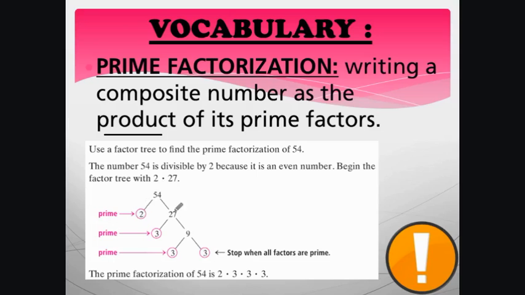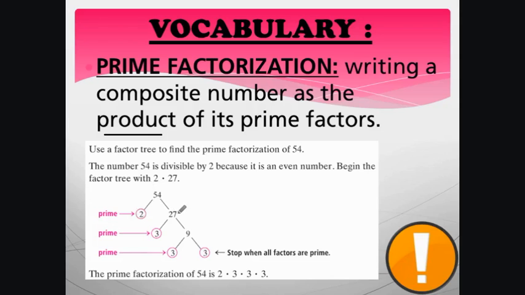2 times what number equals 54? That's 27. We're circling our values that are prime because we automatically know right then and there that that limb of the factor tree is done growing. It's a prime number. There are no other factors for it.